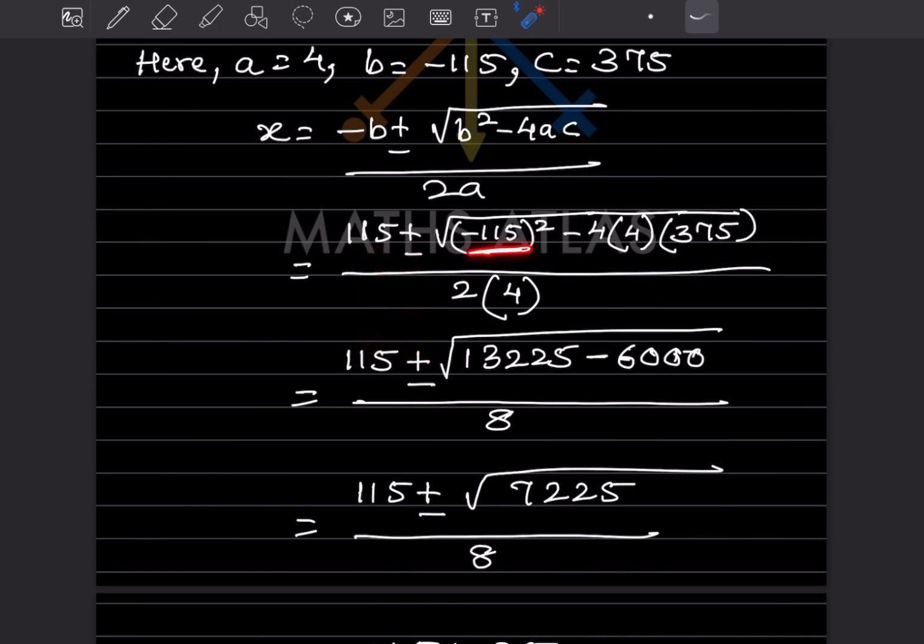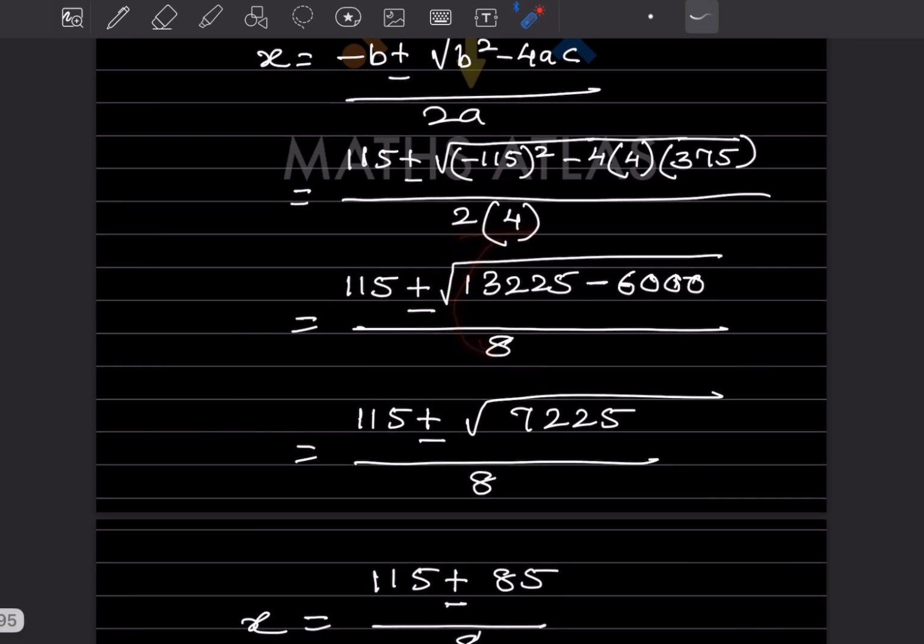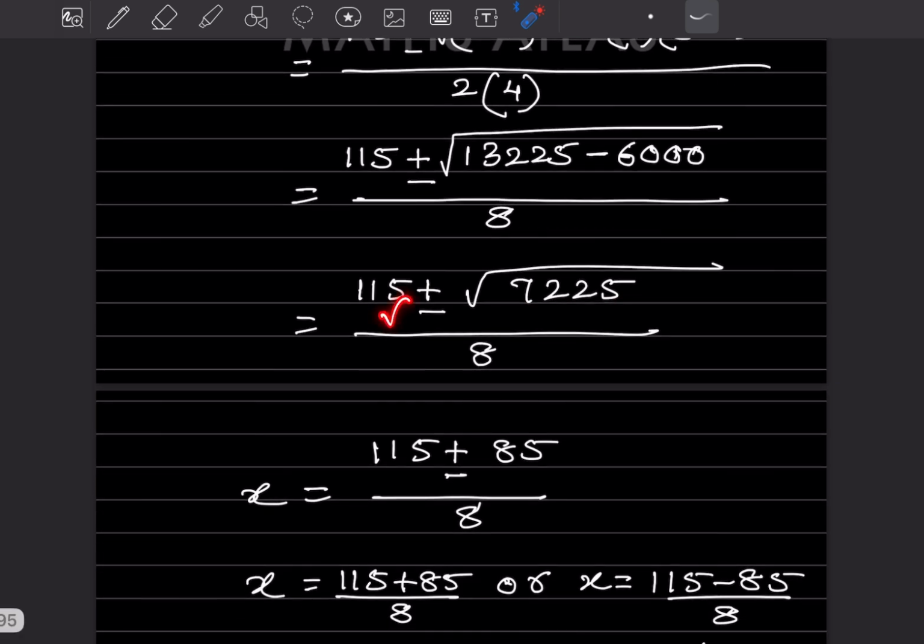When you multiply this into this, that is going to be 13225, and this whole part is going to be minus 6000, and this will be 8. So here will be 115 plus or minus the root of 13225 minus 6000, that is going to be 7225, divided by 8. So here 115 plus or minus, this is a perfect square root, you can check it.